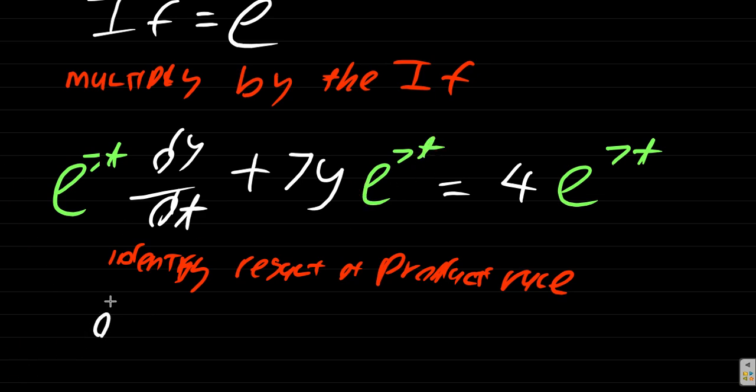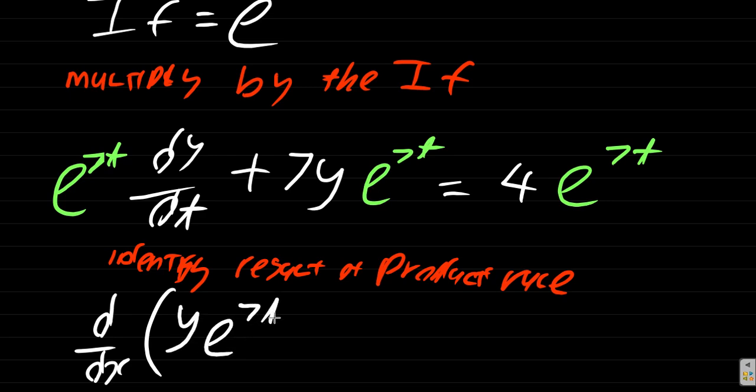See that? So you're looking at the derivative of a product. I said x, but it's t, right? So it's e to the 7t. Here, you hold e to the 7t, differentiate y, plus you hold y, differentiate e to the 7t. So what you get is the derivative of the product y e to the 7t. Now that is equal to 4e to the 7t. Good.